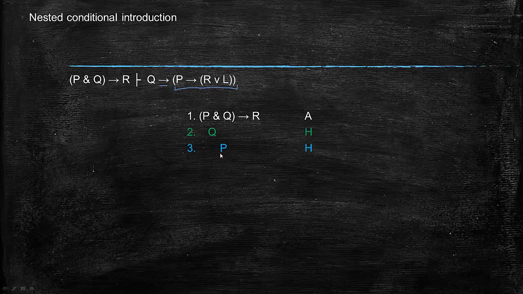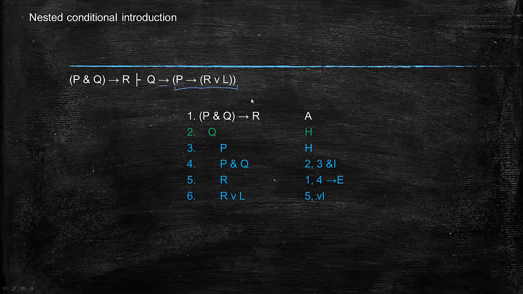Now, importantly, as soon as we hypothesize P, our task shifts yet again to just deriving R or L. So now we are totally focused on deriving R or L. If you look at this, you can see that this is quite easy to do because we have P right here and we have Q right here, which gives us P and Q, which will therefore give us R by conditional elimination, and R or L by disjunction introduction. So that's what we do. P and Q, R or L.